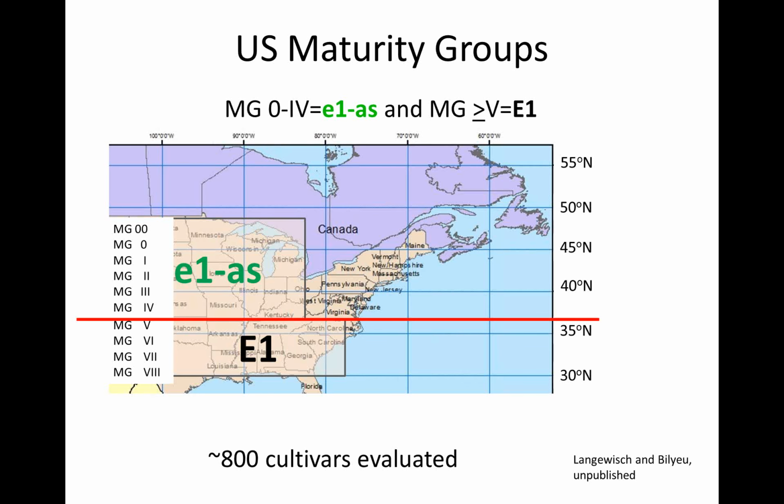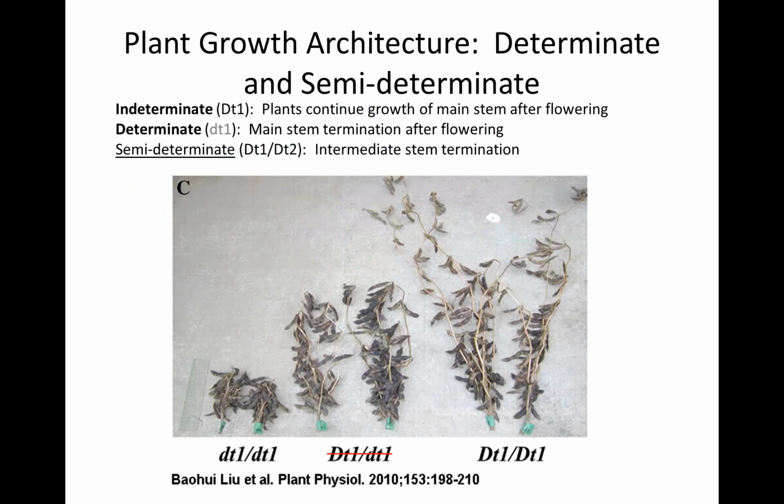I also want to talk about the plant growth architecture genes. We have indeterminate, determinate, and semi-determinate soybeans. What this means in this figure is that indeterminate soybean grows tall, because after flowering, vegetative growth continues along the main stem. This is shown by capital DT1, indeterminate: plants continue growth of the main stem after flowering. Determinate lines, shown in the figure here, terminate main stem growth shortly after flowering.